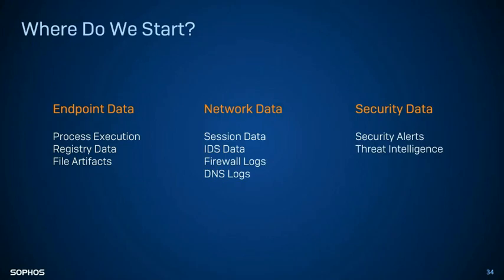So where we start with threat hunting is in a few core places and with these data sets. On the endpoint, and this is not an exhaustive list by any means, it's just a good representation of some of the data that we have available. Process execution, registry data, file artifacts, these are all things that we get from our endpoint agent. Session data, IDS, firewall, and DNS come from the network. We can get this from XG, our firewalls, and security data, obviously threat intelligence through our Labs organization, and alerts through our Intercept X with EDR product.